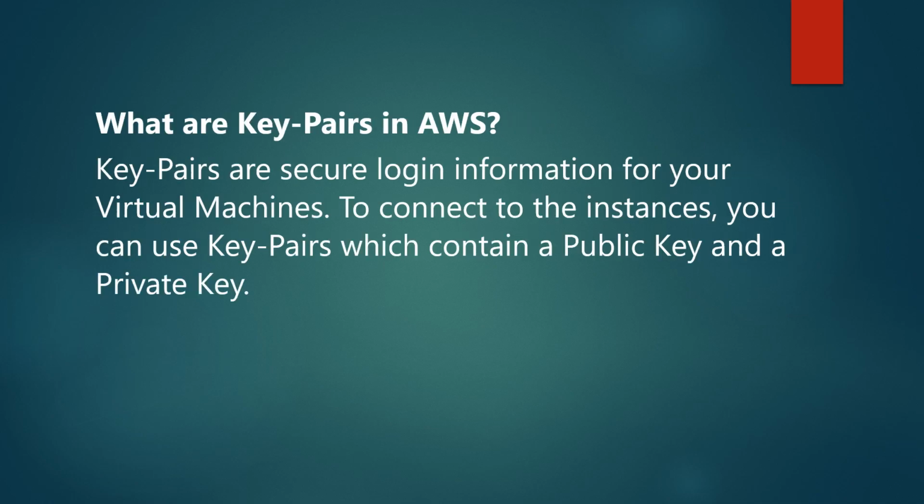Next question, what are key pairs in AWS? Key pairs are secure login information for your virtual machines. To connect to the instances, you can use key pairs which contain a public key and a private key.